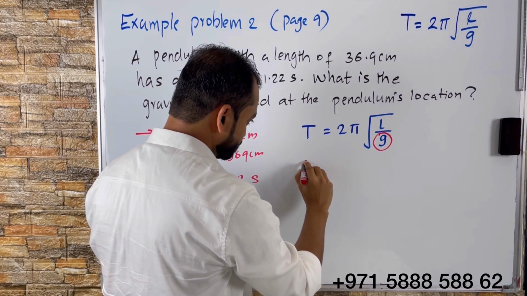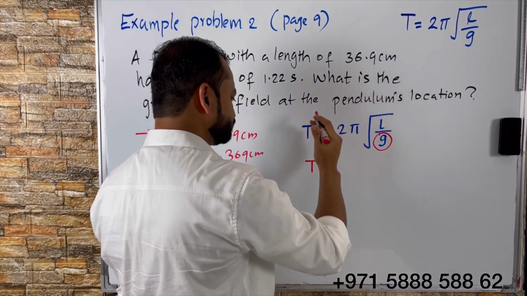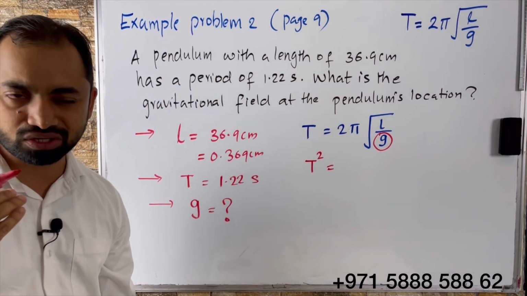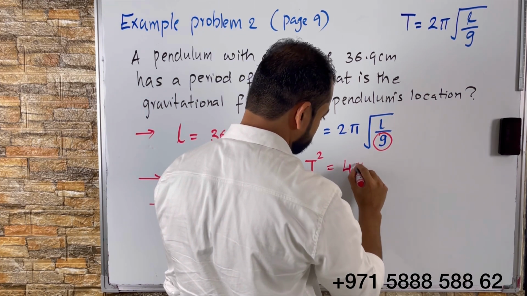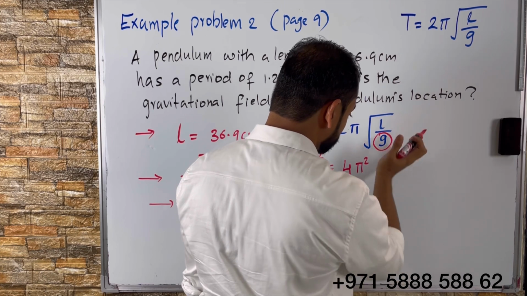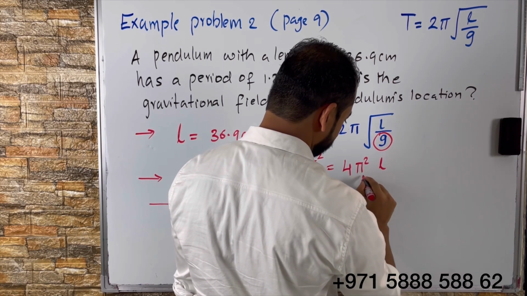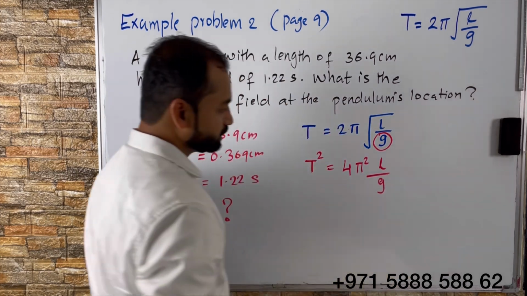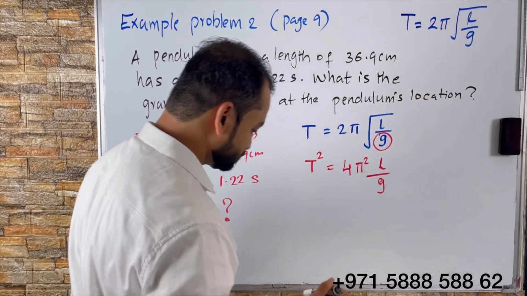So it becomes like this: T squared is equal to, when we square the equation, we have to square each term in the equation. So when we square 2, it will be 4 pi squared. When we square the square root, it will be removed, so it becomes L divided by G. The equation becomes like this. So we need to calculate what? We need to calculate G, right?